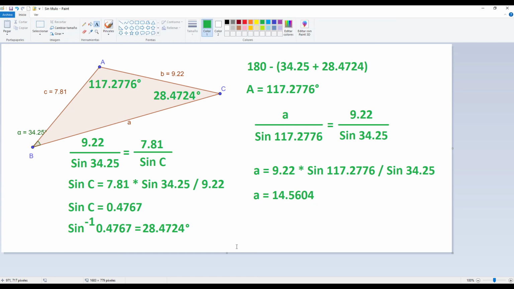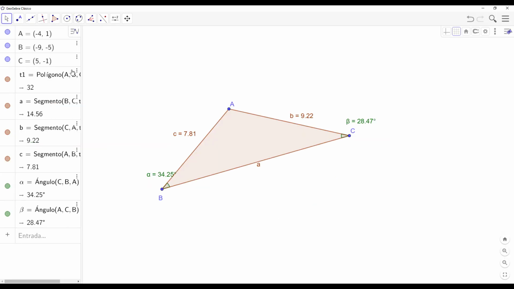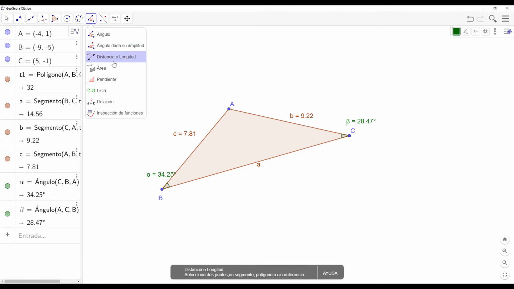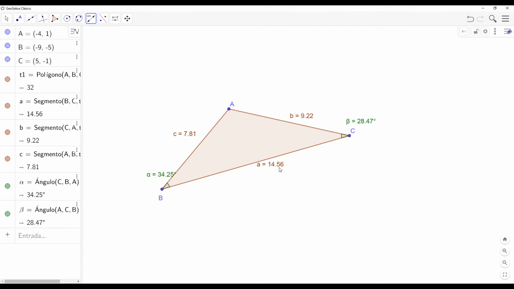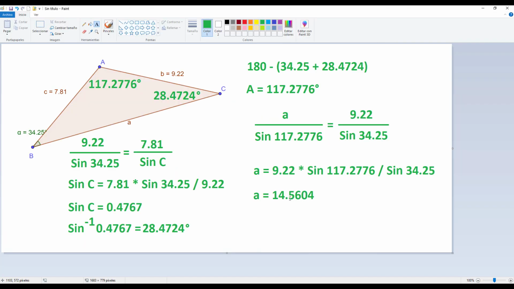Let me check in GeoGebra. Yep, this is how you can apply the sine rule, or the law of sine. Okay, now we'll see how you can apply the cosine rule.